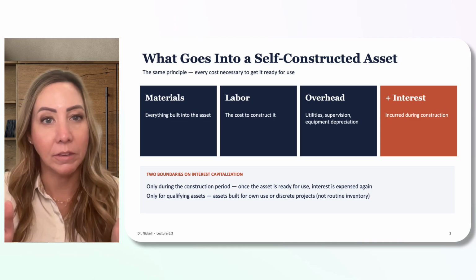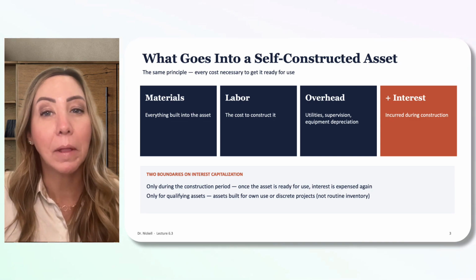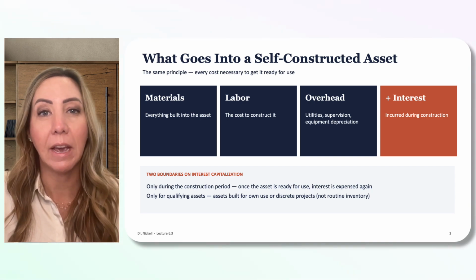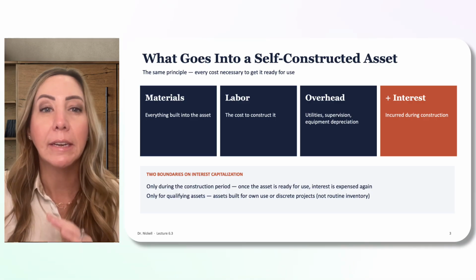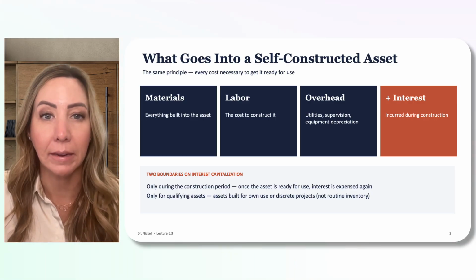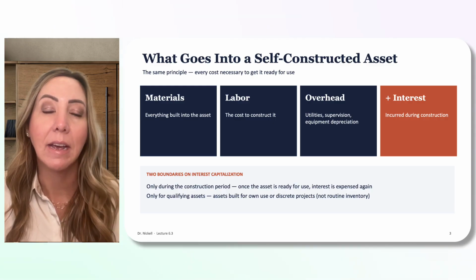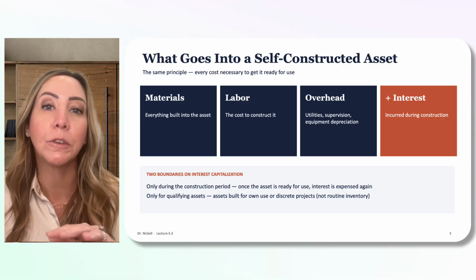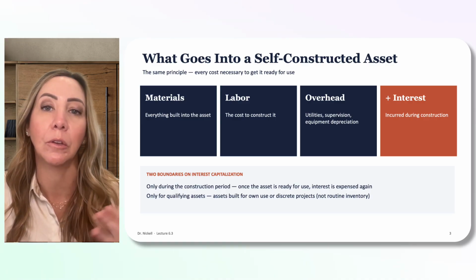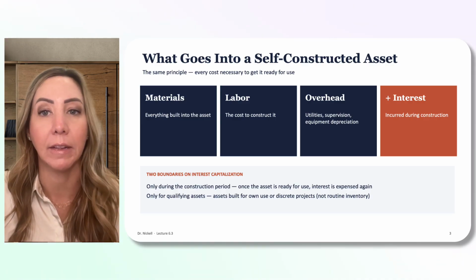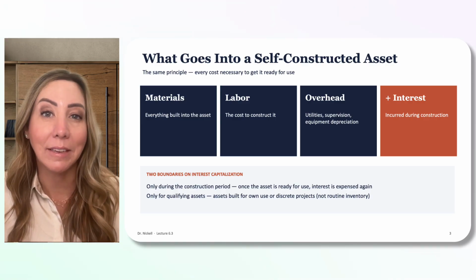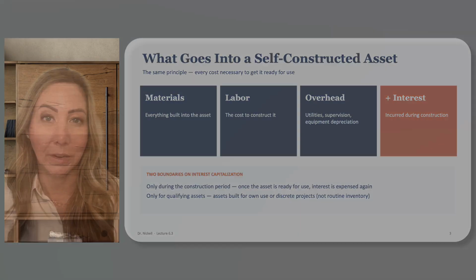Two boundaries on this rule. First, it only applies during construction. Once the asset is ready for use, interest goes back to being expensed like normal. Second, it only applies to qualifying assets. Assets a company constructs for its own use or for discrete projects built for sale or lease, like a real estate development. You don't capitalize interest on routine inventory.